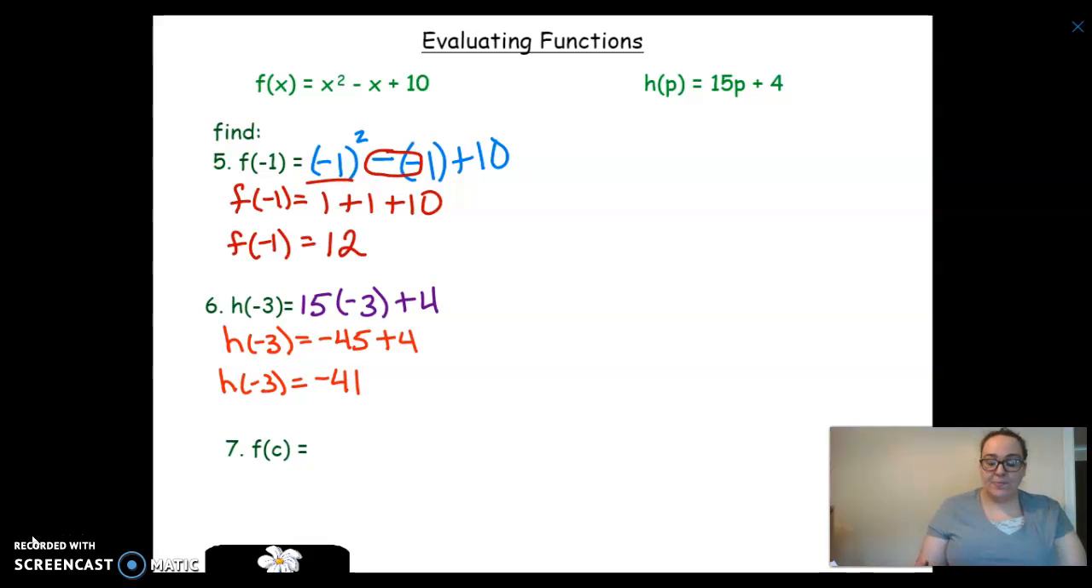Alright, 7. 7 here says, and I know I'm not going in order. I don't know why I have 7. So ignore my numbers. You can just go with it today.